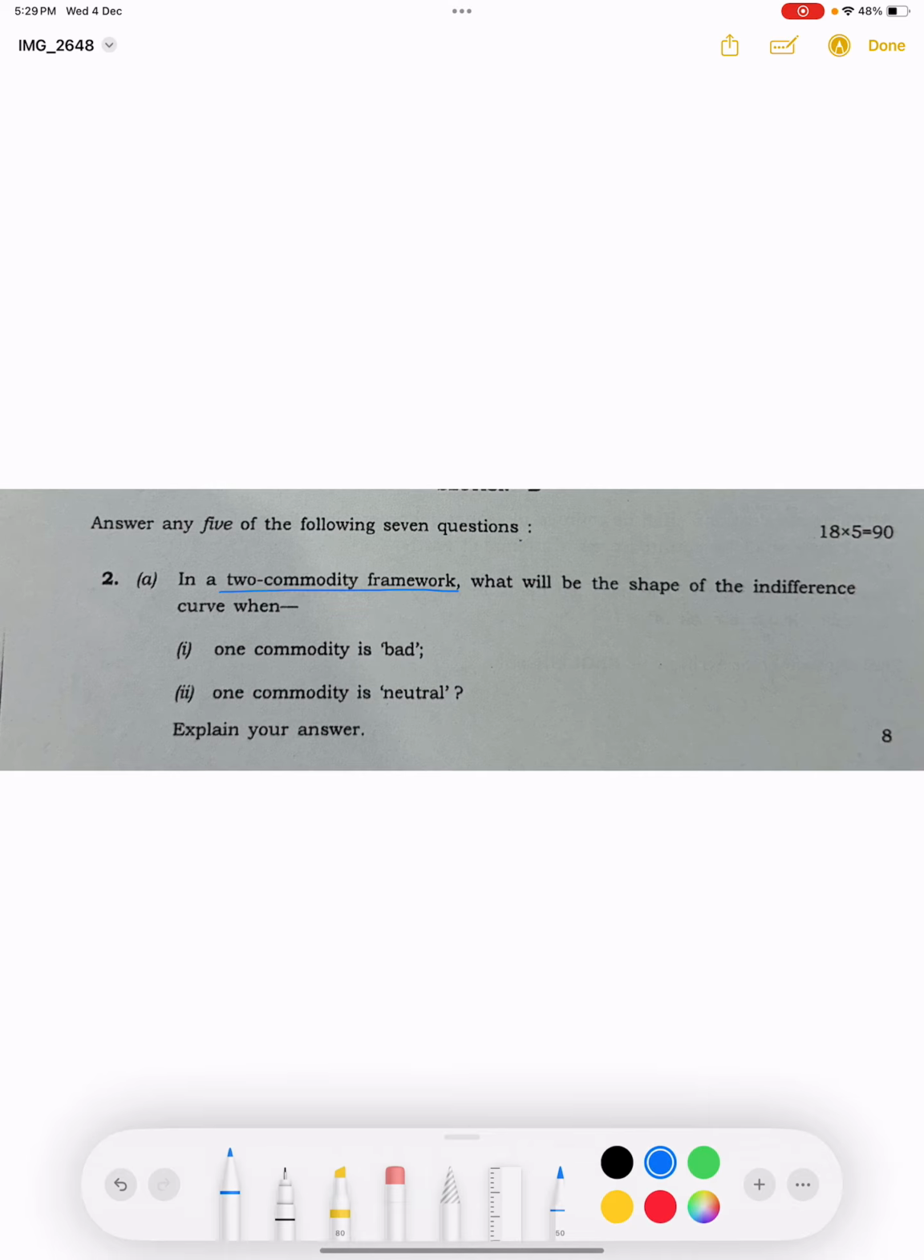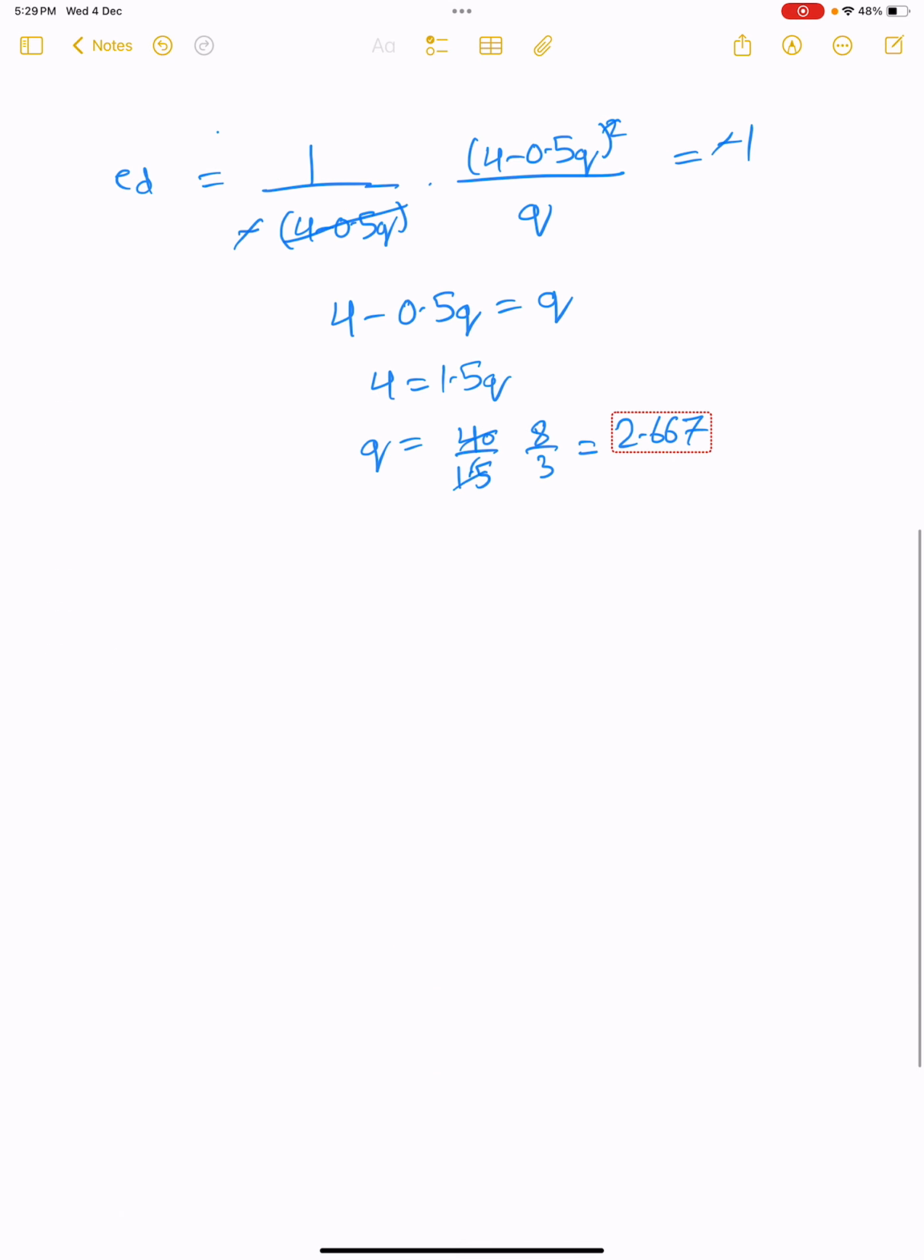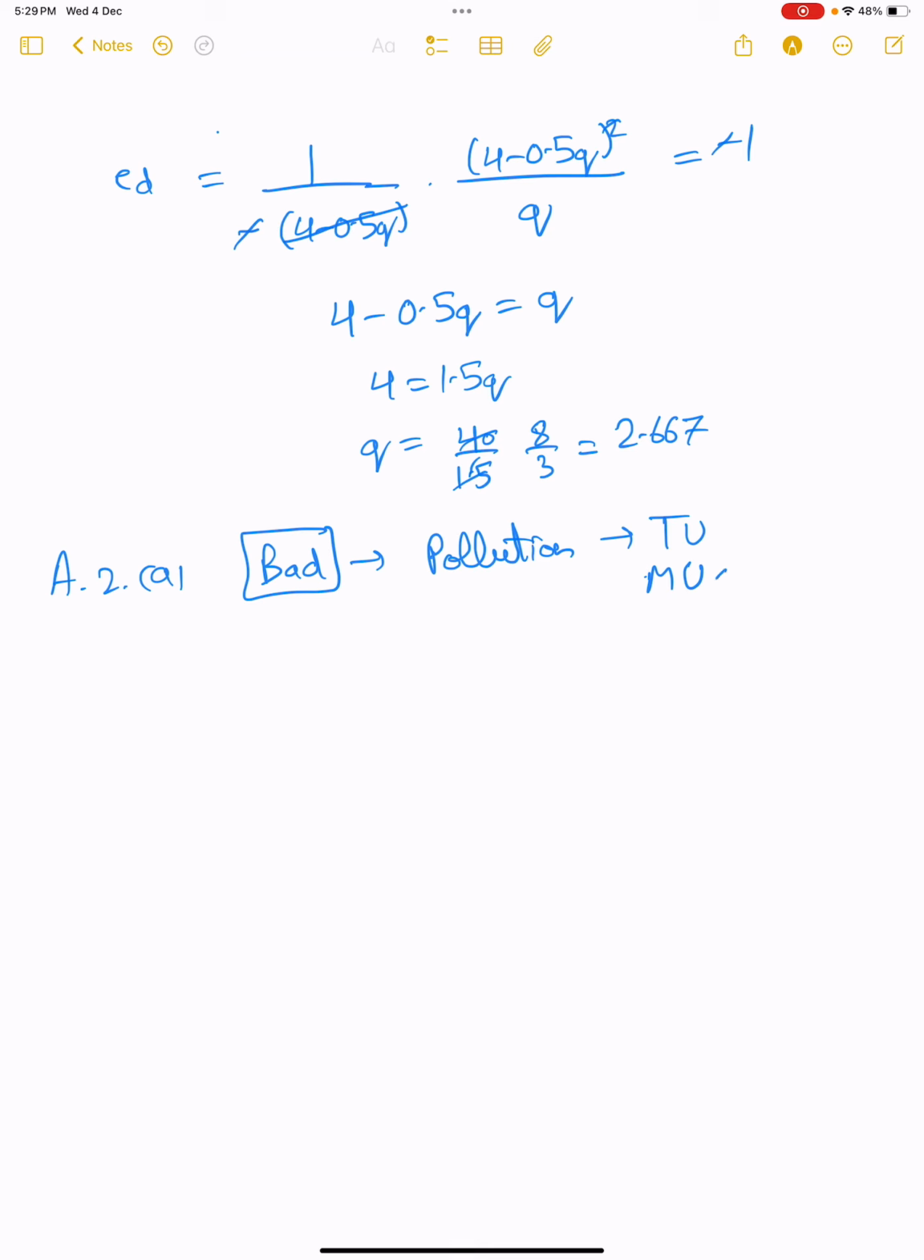Now look at the second question. There's a two commodity framework. We need to tell the shape of the indifference curve when one commodity is bad. A bad commodity leads to lower utility as you keep on increasing. I'll define what a bad commodity is. A bad commodity is one such as pollution, because as you consume more of it, your total utility keeps on falling. That is, marginal utility is less than 0.